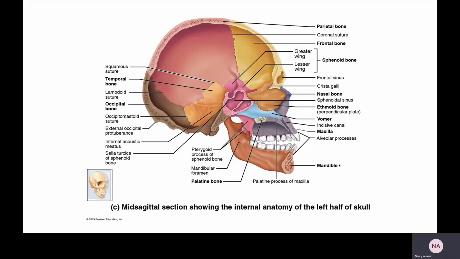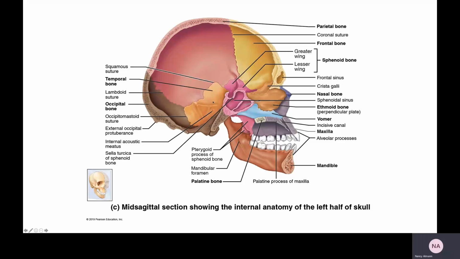So this is a mid-sagittal section. And we've seen a lot of these already. So let's go through them again. Occipital bone, parietal bone, frontal bone. There are going to be sinuses, which are cavities within certain bones. Here's the frontal sinus. This guy is going to be the sphenoid bone, the sphenoid, right in through there.